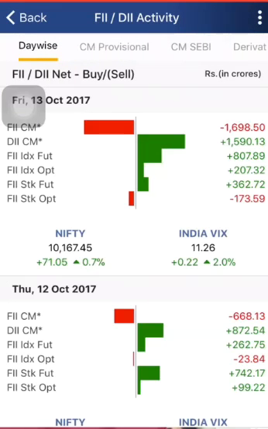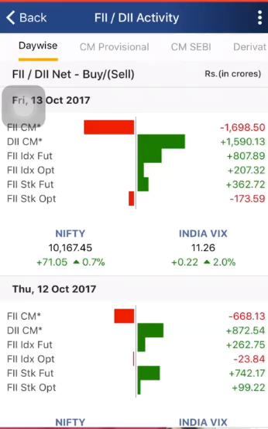Yeah, friends, now normally at the end of the day you might have seen that I have shared the FII DII activity stats. What this simply means is what the FIIs are buying and the DIIs are selling. The FII means foreign institutions and DII means the domestic institutions. Okay, so if you can see here in the cash market, FIIs have sold 1698 crores. The DIIs on the other hand have bought 1590 crores. And this is the index future, the index option, the stock future and the stock option.